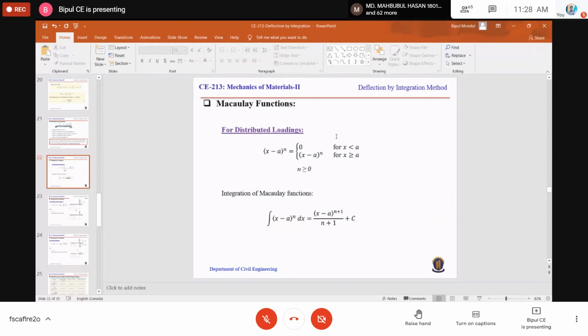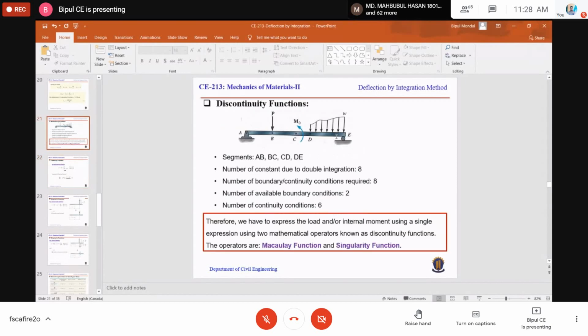Sir, here what does A mean? A is the distance. For a concentrated force, A is the distance from the origin to that concentrated force. A is the distance from the origin to the start of the uniformly distributed load or variable distributed load. So A indicates the distance from the origin to the starting point of the distributed load.